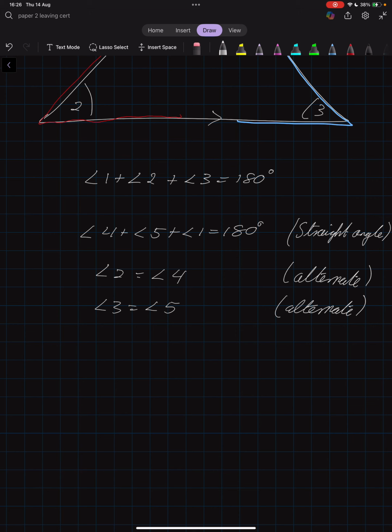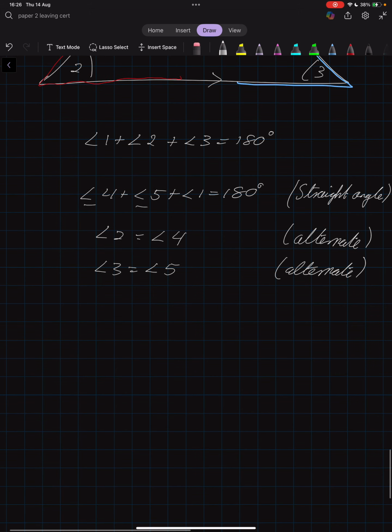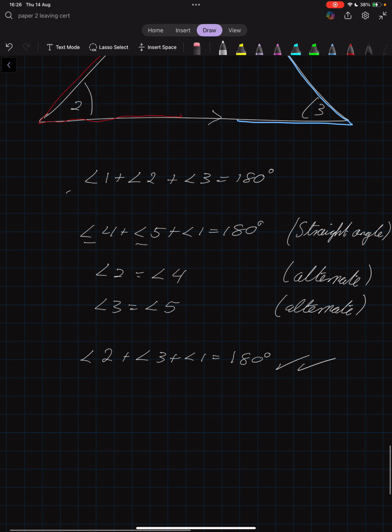So if I replace 2 and 3 up here, I get angle 2 plus angle 3 plus angle 1 is equal to 180. Okay, so this is what I wanted to show, and this is what I have shown. And therefore, it is proved. All right.